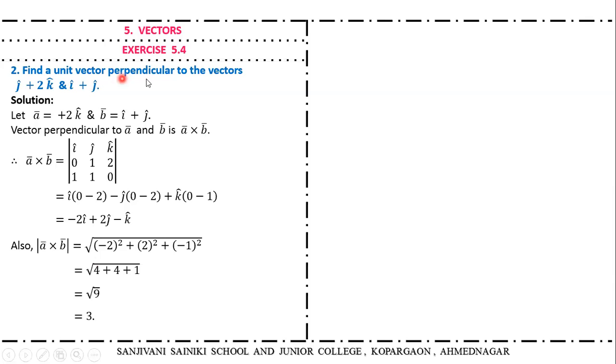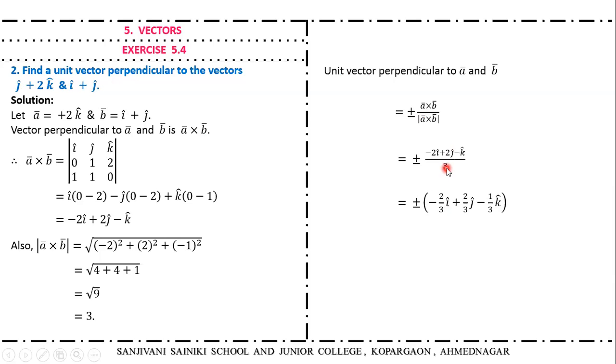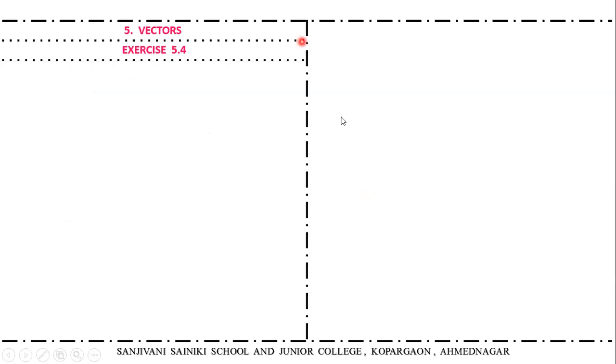Now we want to find the unit vector. How to find the unit vector? We will have to divide the vector by its magnitude. So the unit vector perpendicular to a bar and b bar is plus minus a bar cross b bar upon modulus of a bar cross b bar. In this way you can define the unit vector. Put the values of a bar cross b bar and modulus of a bar cross b bar, divide by 3. So you get plus minus 2 by 3 i cap minus 2 by 3 j cap plus 1 by 3 k cap. These are the unit vectors perpendicular to a bar and b bar.